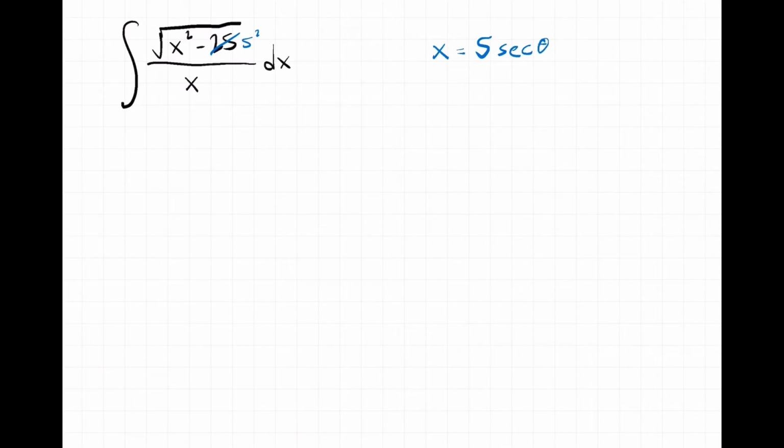So back to our problem. We know that x equals 5 secant theta. That's the substitution we're going to do. Let's find our dx now.